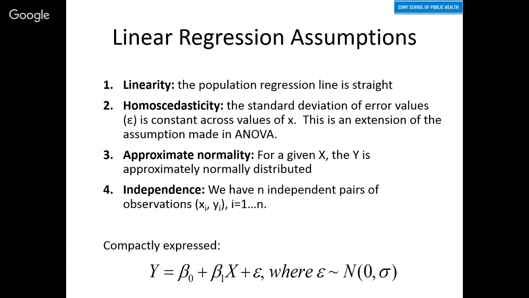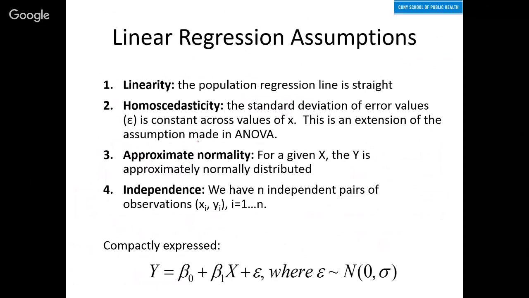And finally, independence: all of our pairs of observations, x, y, are independent observations. So if it is the relationship between amount of studying and test scores, each of those observations is from a different student. We don't have, in some cases, 2 different tests for the same student. They're independent observations.